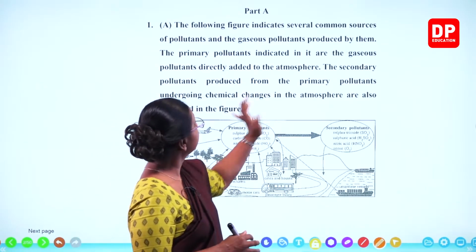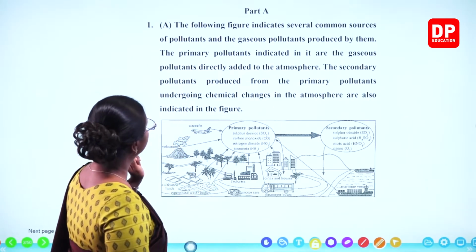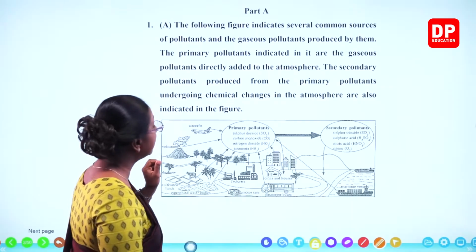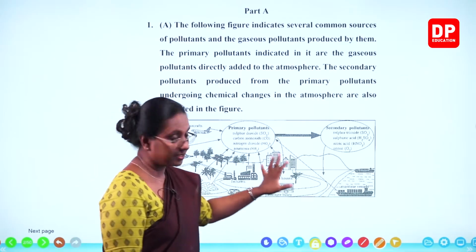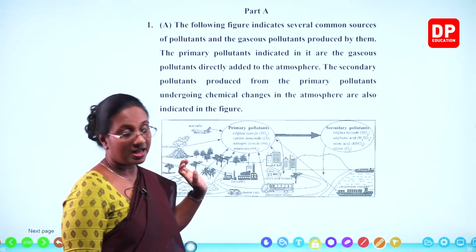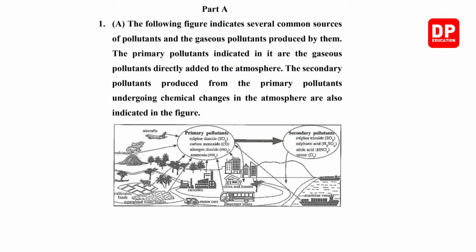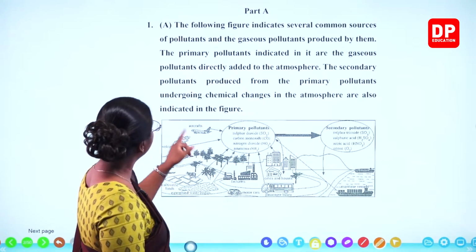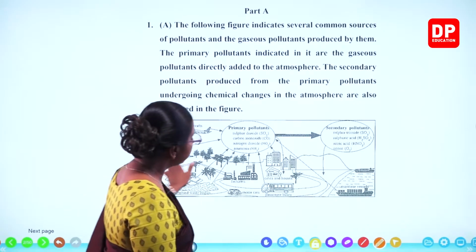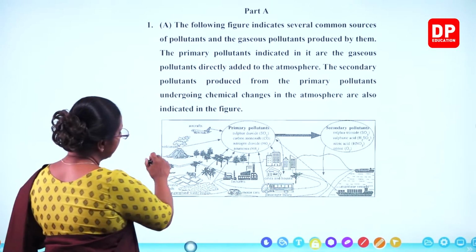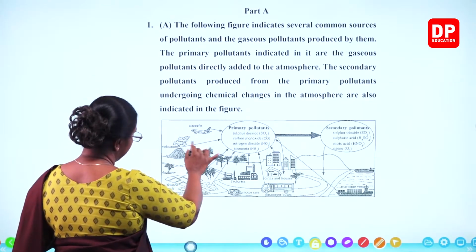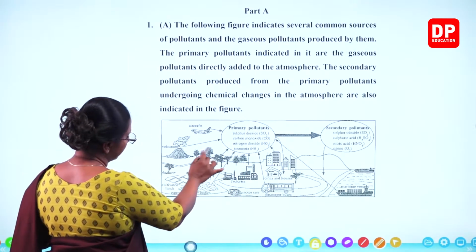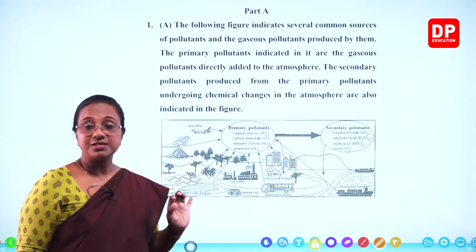So that is what is explained here. The primary pollutants indicated in it are the gaseous pollutants directly added to the atmosphere. So if we look at the picture, we will understand that. Before that, I'll read the introduction. The secondary pollutants produced from the primary pollutants undergoing chemical changes in the atmosphere are also indicated in the figure. So if you look at the figure, you can see here there is a volcano shown, then there is the aircraft, then a land area where it looks like a natural area where you have plants growing naturally.